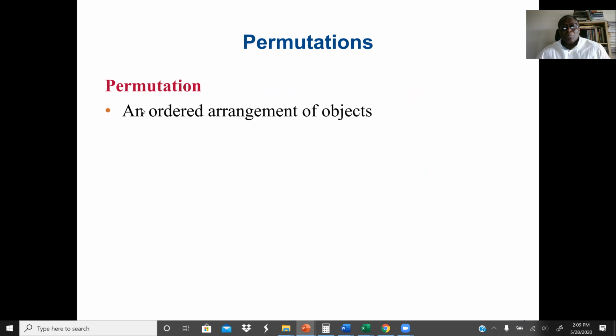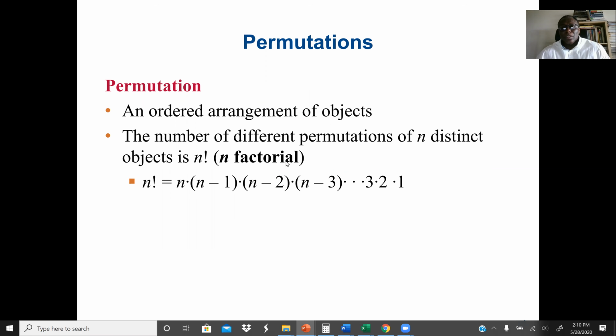So first we start with the permutation. Permutation is an ordered arrangement of objects. So here the order is very important, how they are ordered. Normally with permutation, we are going to use a factorial of a number.